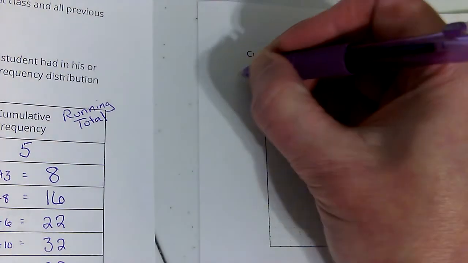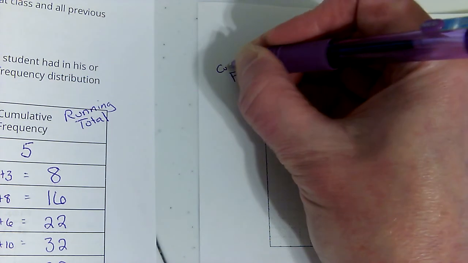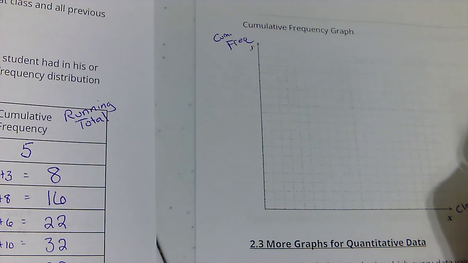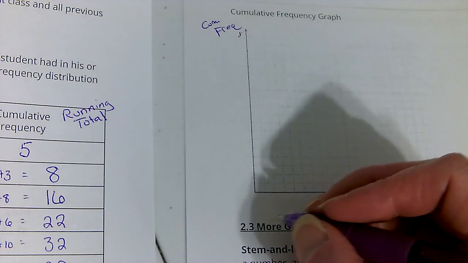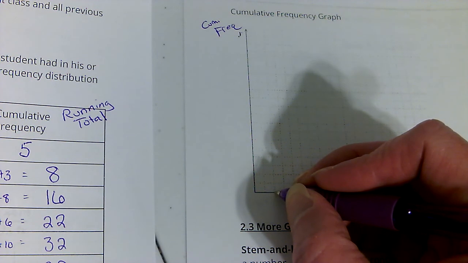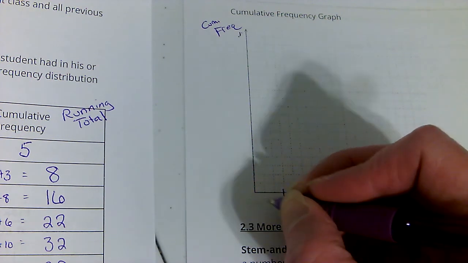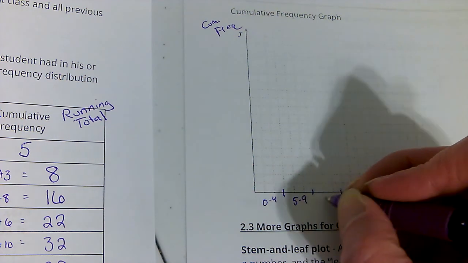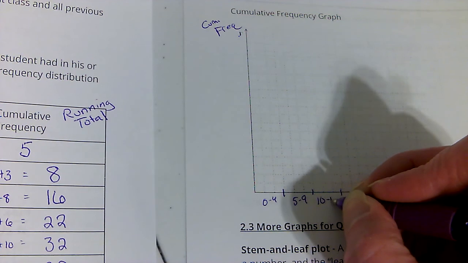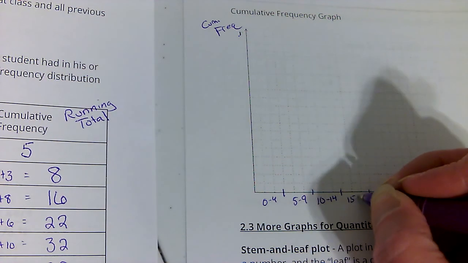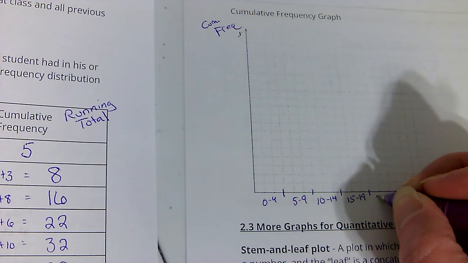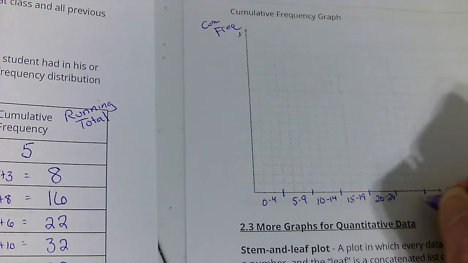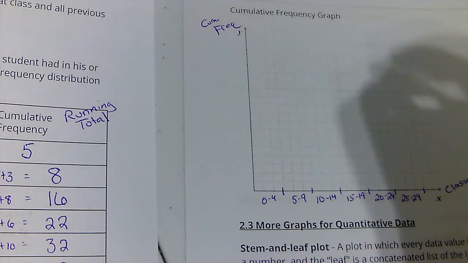So on this one, the frequency is here, and this is actually the cumulative frequency. And this is my classes still here. So we still have the class of 0 to 4. I'm going to give myself a little space here. 0 to 4, 5 to 9, 10 to 14, 15 to 19, 20 to 24. And the last class was 25 to 29.